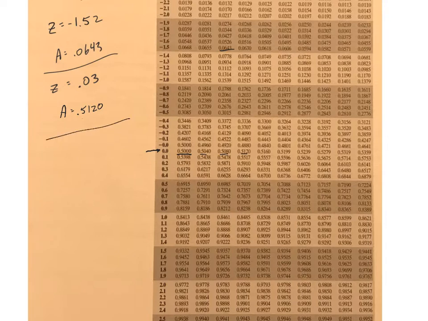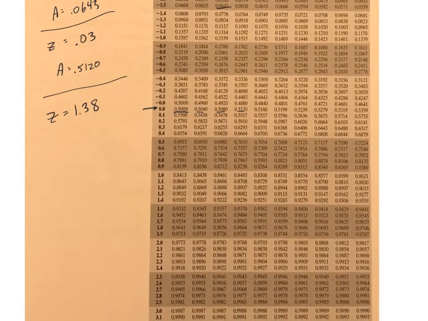All right, and then, hey, why don't we do one more? Let's say that I have a z-score of 1.38. So I'm going to go down a little bit lower here. There we go. 1.3 is right here, and then 0, 1, 2, 3, 4, 5, 6, 7, 8. 0.9162. So the area there is decimal point 9162. Okay, so that's how you use the Z table.